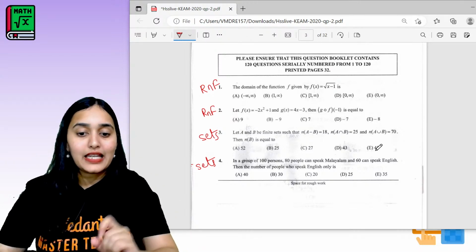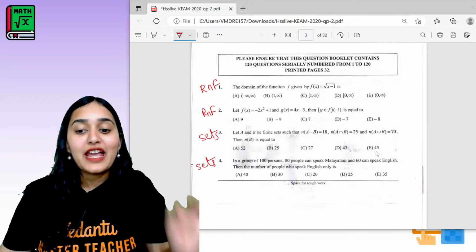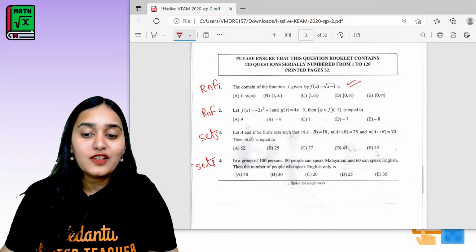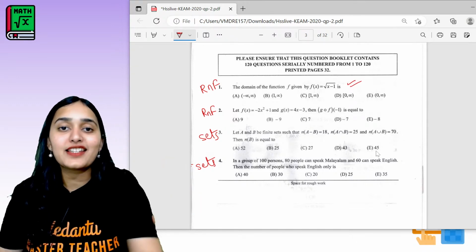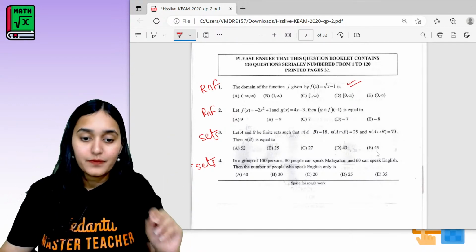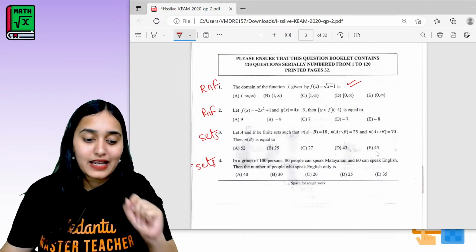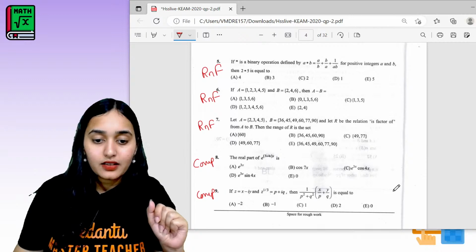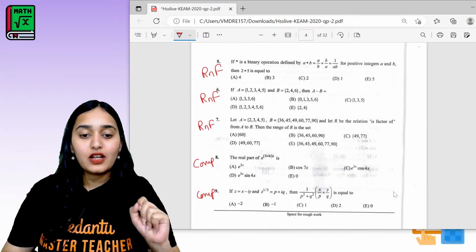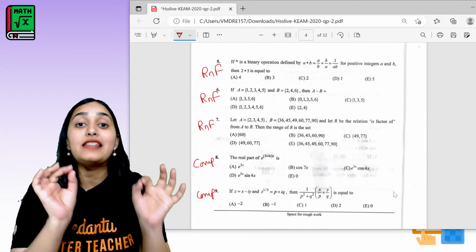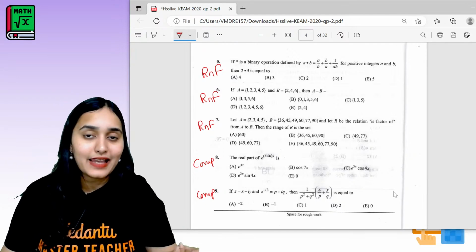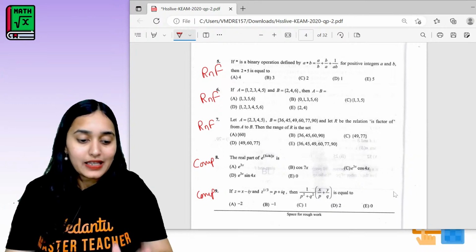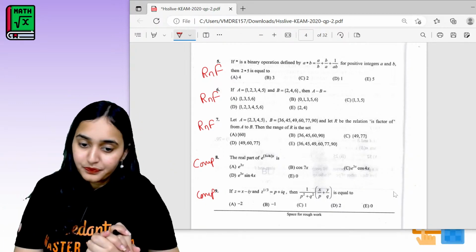All right, starting with, as I said, whenever you start the question paper, you will always see relations and functions or sets questions. So first 2 questions, relation and function. Next 2 questions, sets chapter. Again, next 3 questions, relation and function. So in total you have 7 questions from sets and relation and function in this particular question paper.